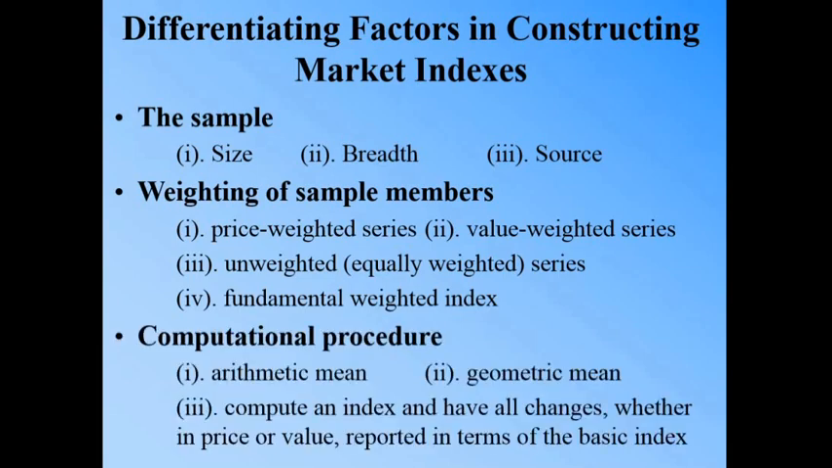The next one is the computational procedure, meaning how they are actually calculated, whether it is based on the arithmetic mean. We know from chapter 1 or 2 that it can be the arithmetic mean or the geometric mean. So whether the changes in the stock prices and the index are based on the arithmetic mean or the geometric mean, or it can be computed and indexed so that all the changes, whether in price or value, are reported in terms of the basic index, meaning all the changes are included and then reported in the form of an index. Remember, we will be focusing more on the arithmetic mean side of the index. That is the most common one that we will be using.